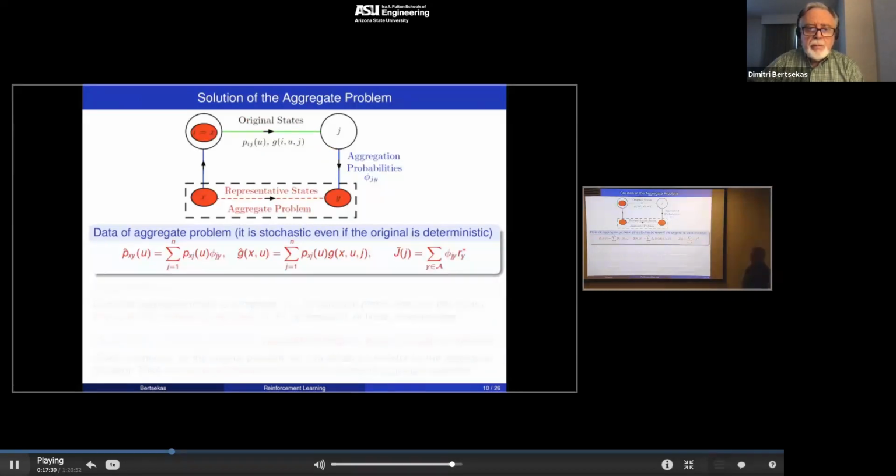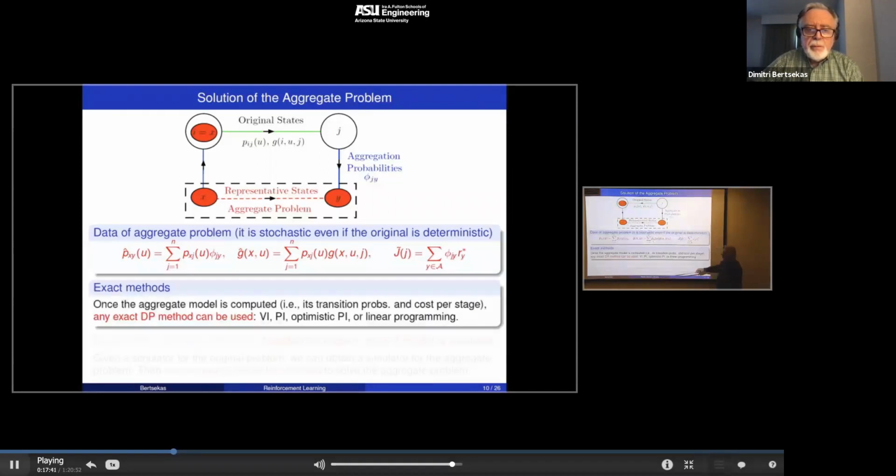So how do we solve this aggregate problem? This is my aggregate problem here. I have defined its transition probabilities. I have defined its cost function. And I can use any exact method. If I can calculate all these numbers, I can use any exact method for solving the problem. Value iteration, policy iteration, optimistic policy iteration, linear programming, whatever you might have. The problem is a little bit more difficult, perhaps, because it involves these extra probabilities here. And notice that the problem is stochastic. Even if the original problem is deterministic, the aggregate problem is stochastic. Okay?